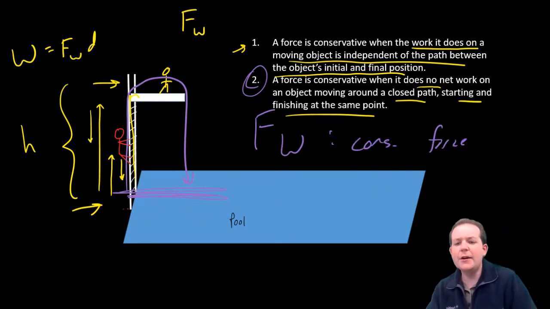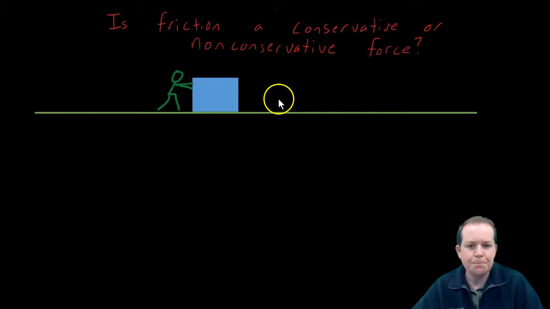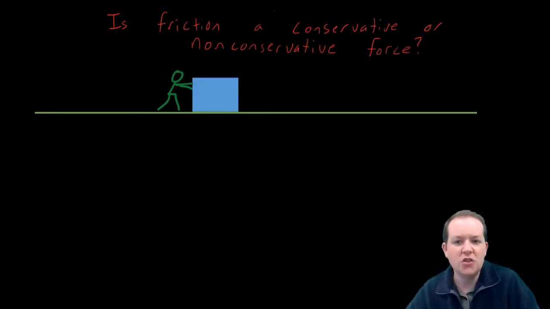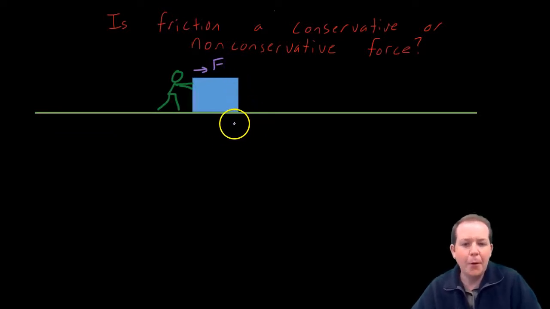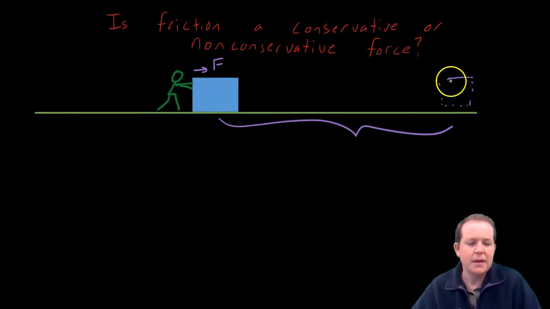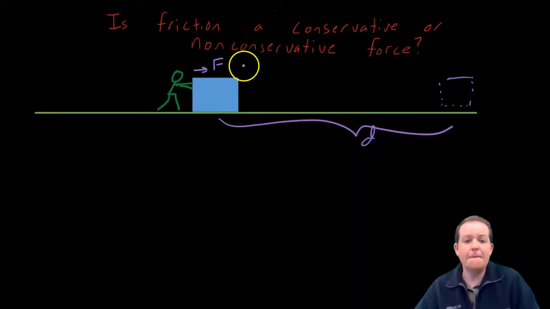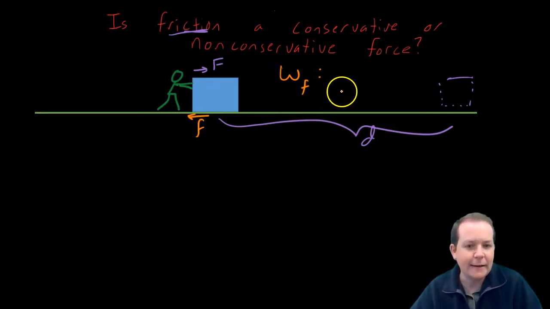Okay. Well, how about an anti-example? What's an example that is not conservative? Well, let's look at friction. Is friction a conservative or a non-conservative force? Let's approach this one. Let's say I'm pushing on this box with some force F, and the box travels from this location to this location. The box ends up right here. So I push some distance d. The force of friction, because that's what I'm looking at, is acting in the opposite direction. Here's friction here.